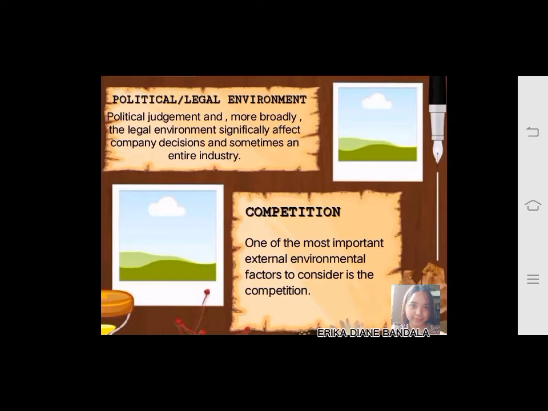So, the political and legal environment. Political judgment and, more broadly, the legal environment significantly affect companies' decisions and sometimes an entire industry. Marketing decisions are strongly affected by developments in the political and legal environment because, of course, our environment is composed of laws, government agencies, and pressure groups that influence and limit various organizations and individuals. But sometimes, the laws also create new opportunities for the business.